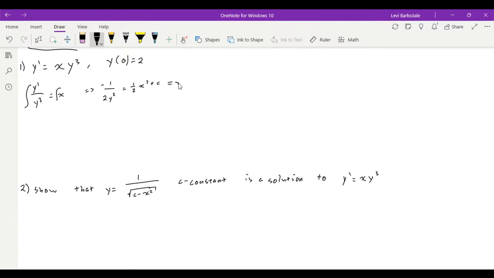Now this means we can cancel our 1/2s and we get negative 1 over y squared is equal to x squared plus c1. So we can multiply both sides by y squared and divide both sides by x squared plus c1. And we get negative 1 over x squared plus c1 is equal to y squared.